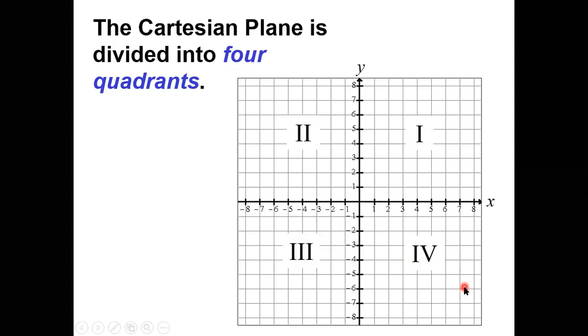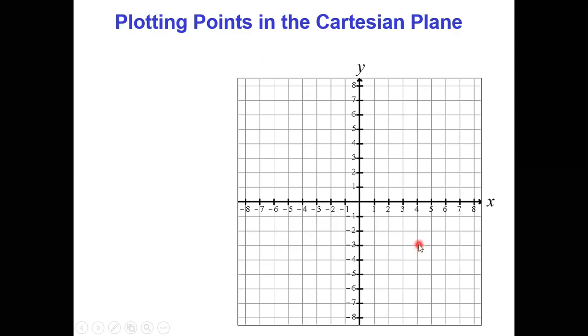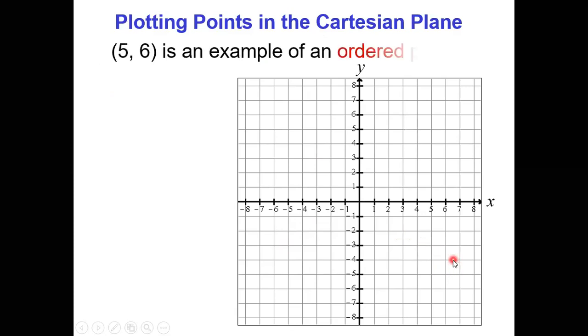So in the Cartesian plane, we have 4 quadrants. This is the first quadrant, this is the second quadrant, this is the third quadrant, and this is the fourth quadrant. Plotting points in the Cartesian plane. We want to plot this point here. The first number is 5.